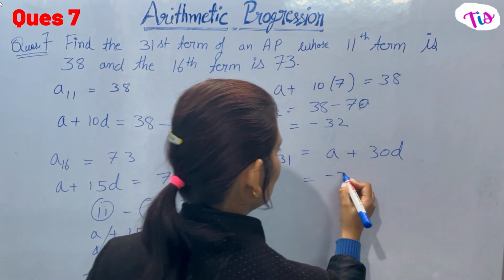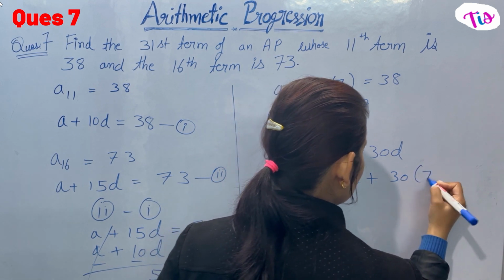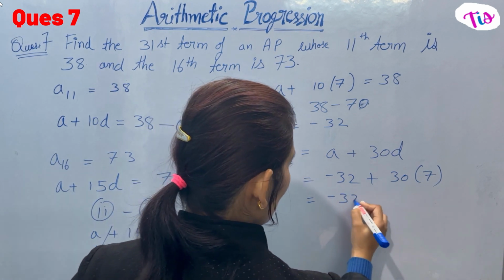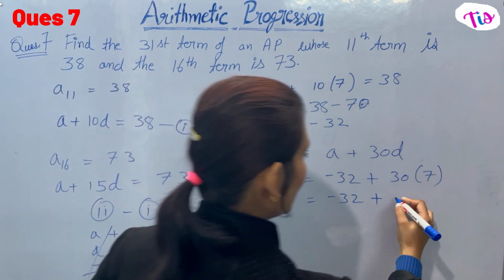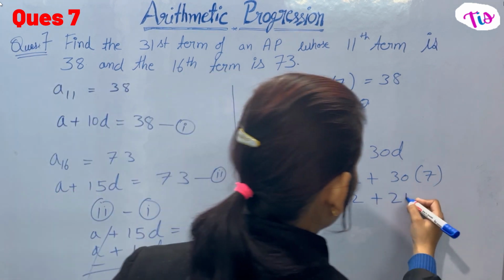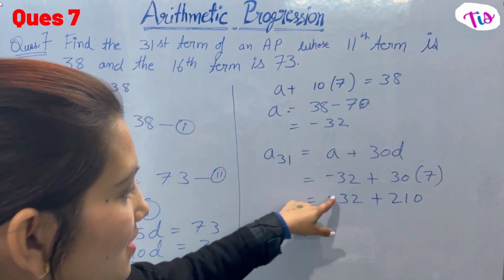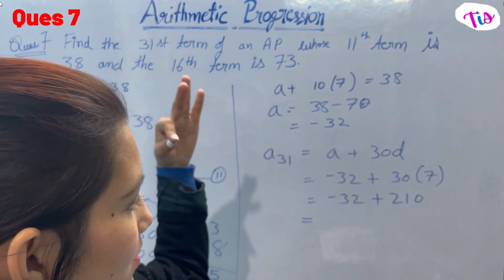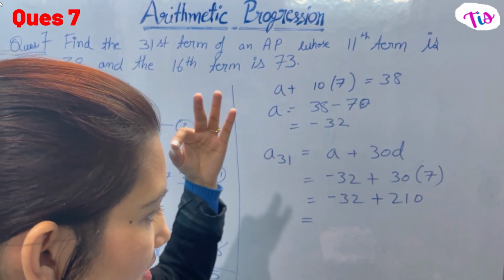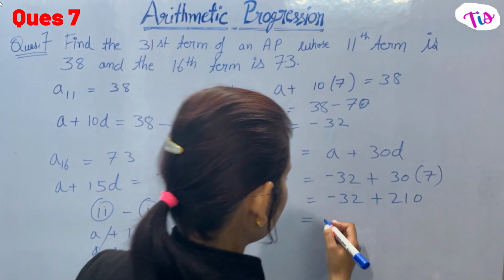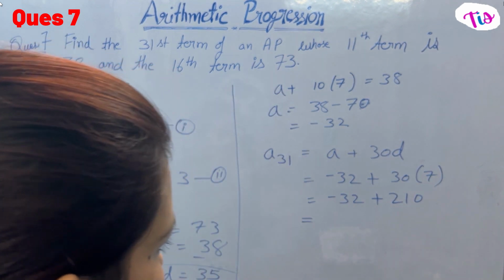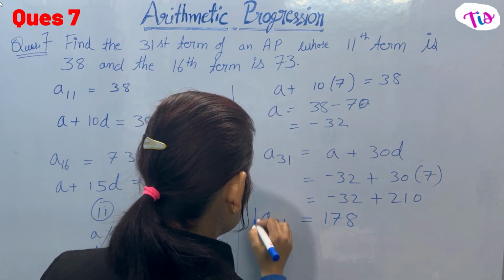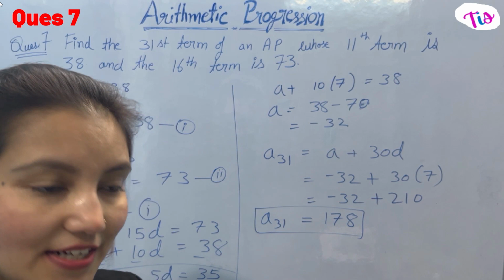So a is minus 32 plus 30d, and d we had just calculated, so d is 7. So minus 32 plus 30 into 7, which is 210. 3 sevens are 21, and then 0, so 210. So 210 minus 32 is 178. So A31, the 31st term of this AP, is 178.